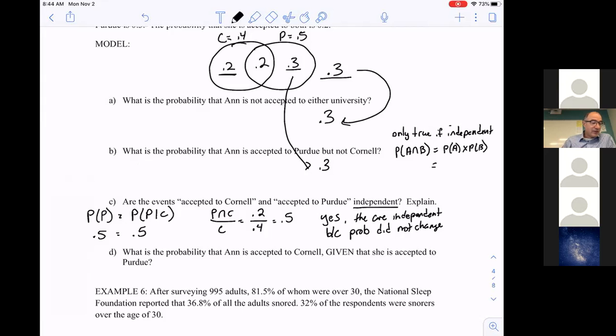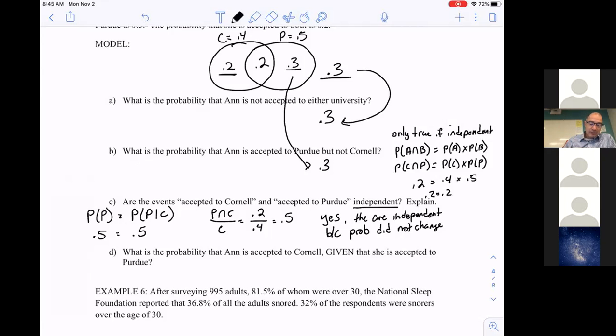We know what the intersection of the two is. The intersection of those two events, in this case the probability of Cornell intersect Purdue, would be equal to the probability of Cornell times the probability of Purdue. Looking from up above, the intersection of the two was 0.2. The probability of Cornell was 0.4, the probability of Purdue is 0.5, and we end up with 0.2 equals 0.2. So that's another check for independence. It comes down to your preference on which way you choose to do that.